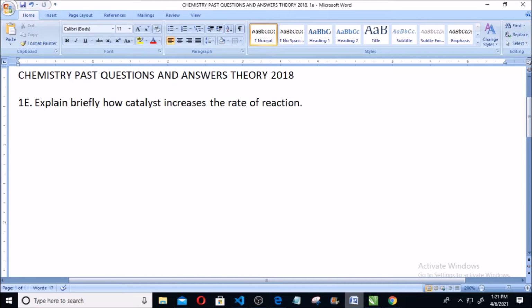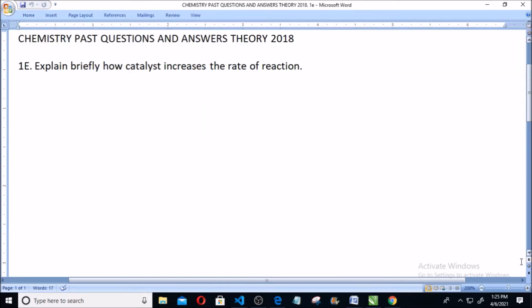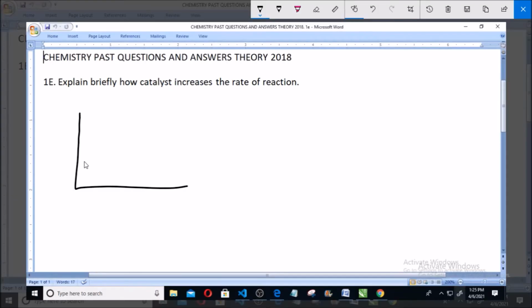Now let's explain this with this energy diagram. So having the reaction started here and proceed to completion here, but with the introduction of catalyst, it lowers the activation energy.